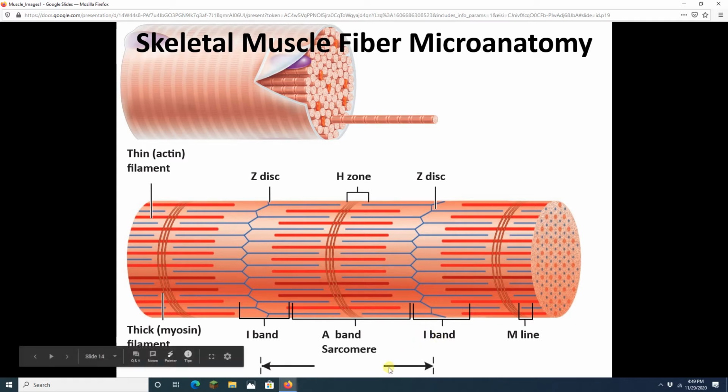So every myofibril is going to have a ton of sarcomeres. Like one sarcomere would be from here to here, another one from here to here, and to here. So, I mean, right here I can see 1, 2, 3, 4, 5, 6, 7, 8, 9 sarcomeres. And there would be sarcomeres all the way down, sarcomeres in every single one of these myofibrils.